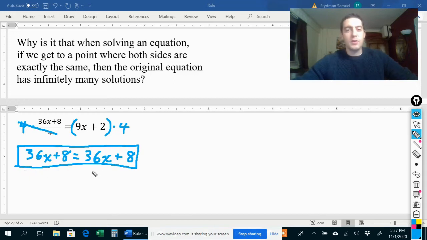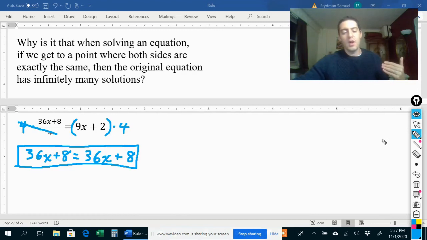No matter what number I plug in for x here and here, the result will be that this side turns out to be the same as this side because they started out exactly the same to begin with. So that should be pretty clear. But why is it that if this has an infinite number of solutions, then the original equation also has an infinite number of solutions?